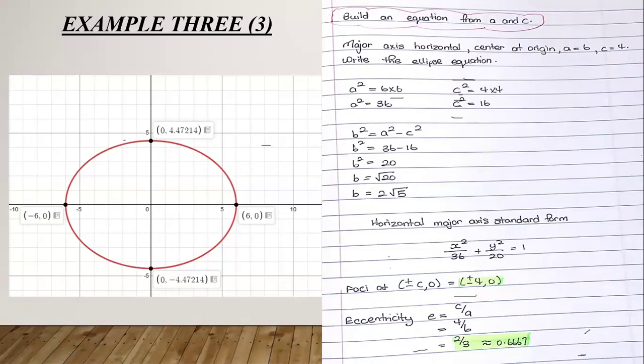All right, so this is example 3. We're building an equation from the properties. The major axis is horizontal, the center is the origin. We have a is equal to 6, c is equal to 4. So we have to write the ellipse equation first.